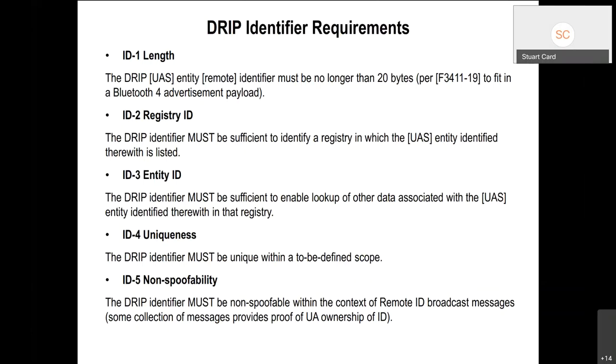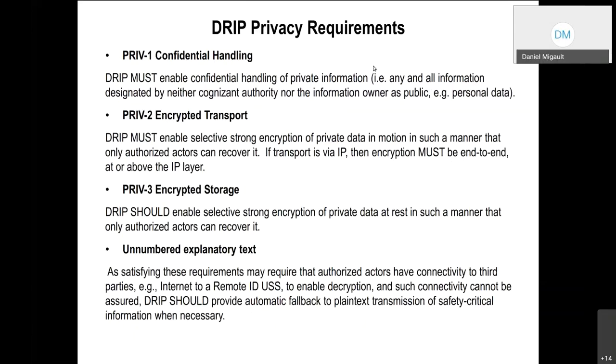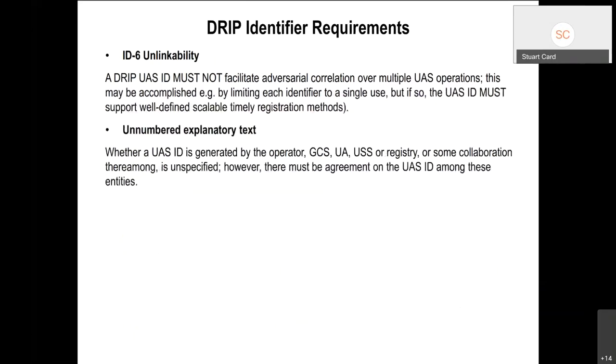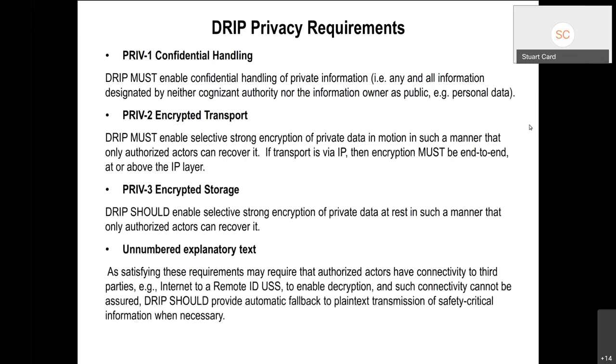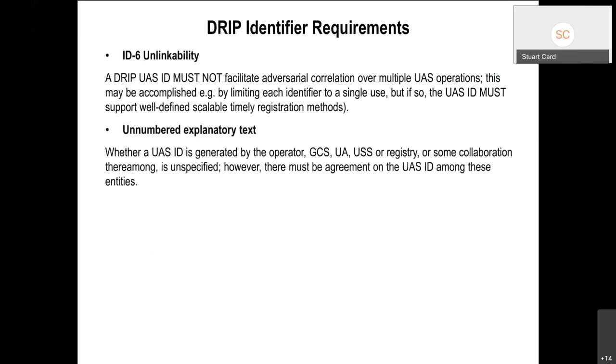Next slide. All right, now there's an additional... back up one, please. Yeah, there's an additional identifier requirement beyond the 5 we previously had. This is unlinkability. That had previously been addressed in the text, but not as a numbered requirement. And then we've got some what I'm calling explanatory text that, this is not a requirement on identifiers. And we don't know who's going to actually assign identifiers, but all of these entities need to be in agreement on what an identifier is. Next.